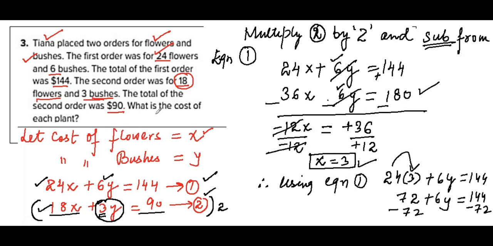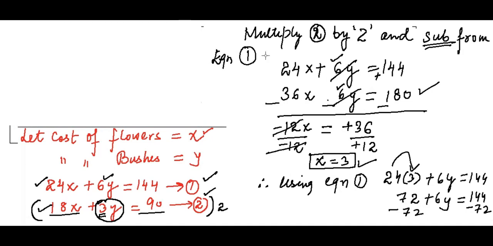I'm going to delete this equation now because I have less space, so I'm writing your answer after this step. After this step, I'm writing on the top: 72 and minus 72 cancel out. What is left? 6y left. 6y is equal to 144 minus 72, which is 72. Divide by 6, divide by 6. So y is equal to 72 divided by 6, that is 12.